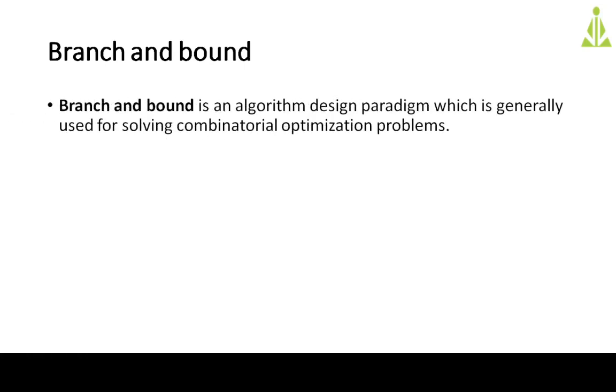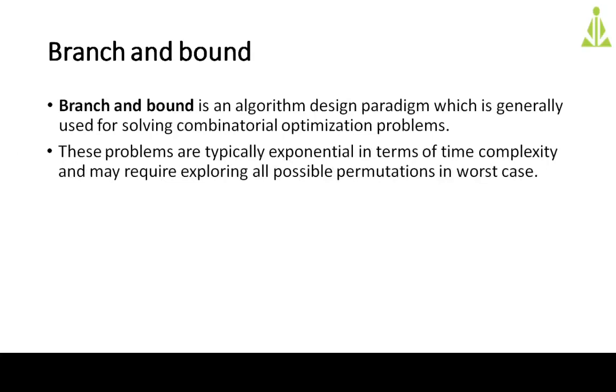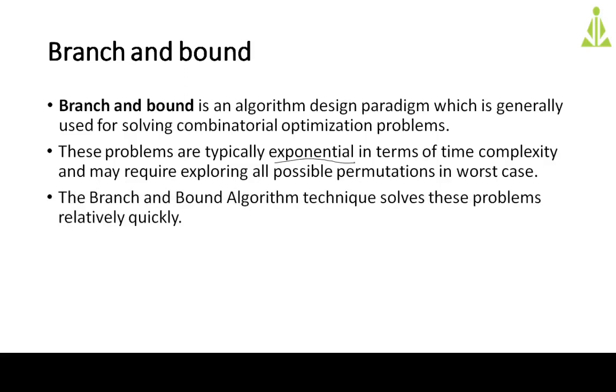So the next topic is branch and bound. What is branch and bound? Branch and bound is an algorithm design paradigm which is generally used for solving combinatorial optimization problems. These problems are typically exponential in terms of time complexity and may require exploring all possible permutations in the worst case. If you are going to find all the possible solutions, then it will be exponential, which is very difficult. Exponential is one of the worst cases in time complexity. Next, the branch and bound technique solves this problem relatively quickly.